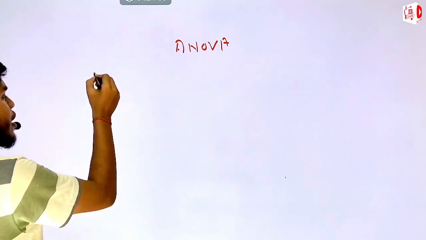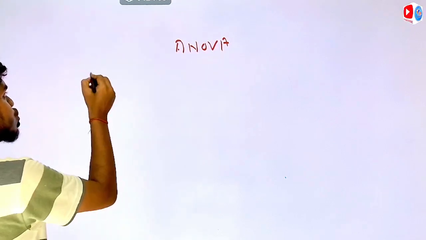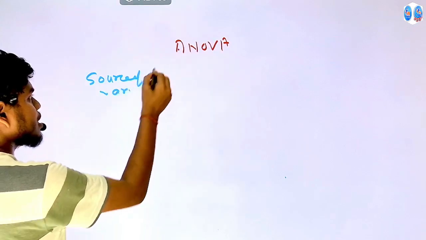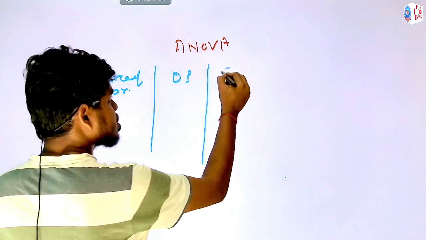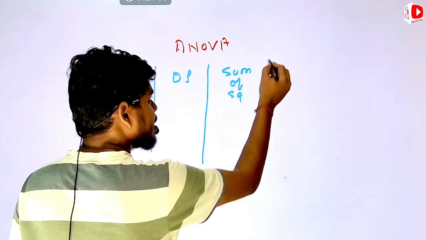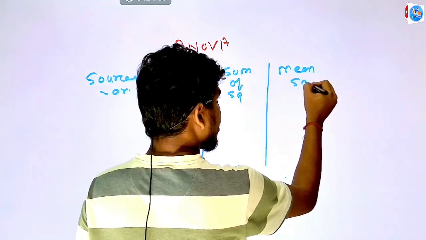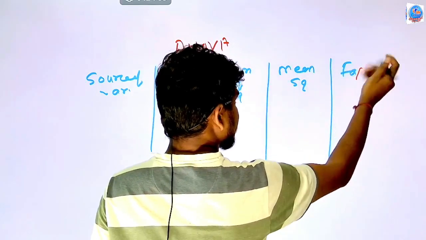Then the ANOVA table. First is source of variance. Second one is DF value. Third one is sum of squares, SS value. Fourth one is mean square. And fifth one is F calculated.